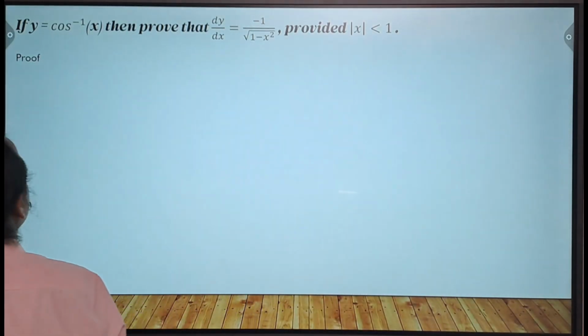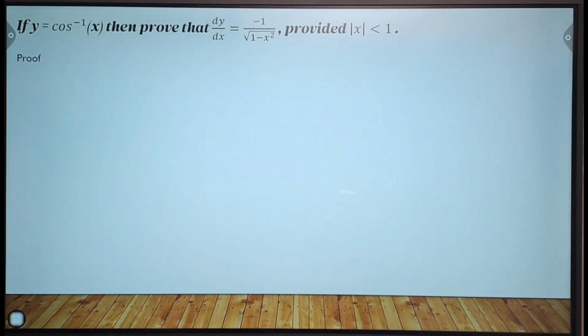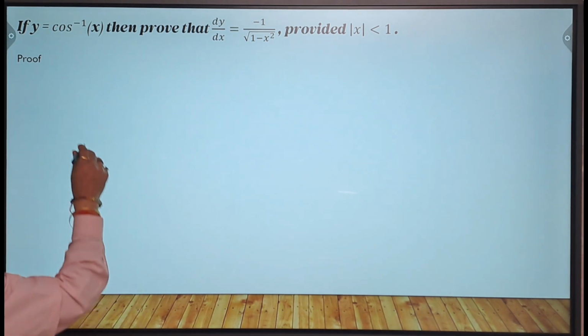Next is y is equal to cos inverse x. Then prove that dy by dx is equal to minus 1 upon root 1 minus x square provided mod x is less than 1.